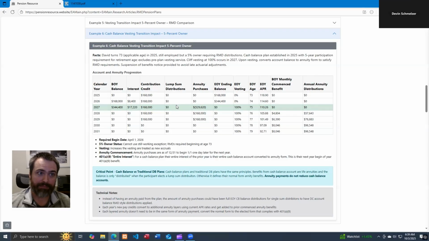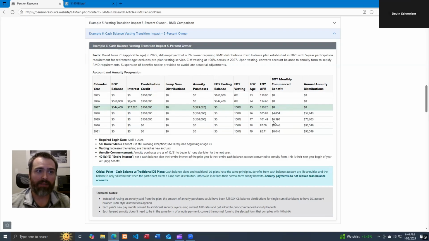Moving on, the next year, the individual gets $168,000 cash balance contribution credit. At the end of the year, that gets converted to a life annuity of $1,586. That gets added on to the existing $4,800 for a total of $6,390 of a monthly benefit starting the first day of 2029.